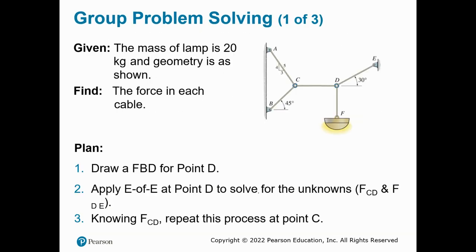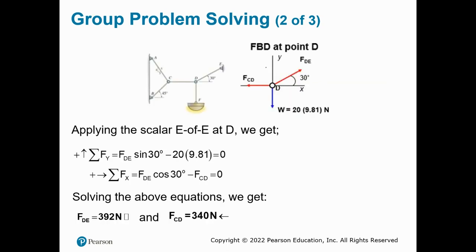Another group problem here. We know the mass of the lamp is 20 kilograms. We're going to convert it into Newtons by doing 20 times 9.8. We want to find the forces in each cable. We're going to draw the free body diagram about point D, and we're going to see your force FCD pointing to the left, and then tension DE pointing at an angle, and the weight coming down.